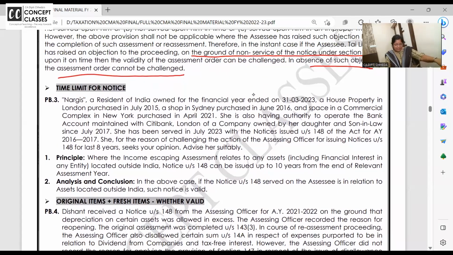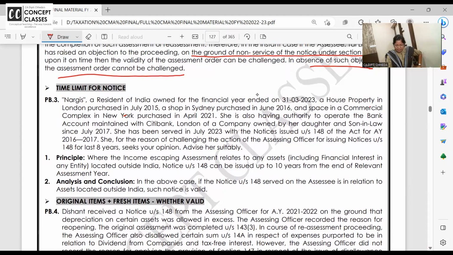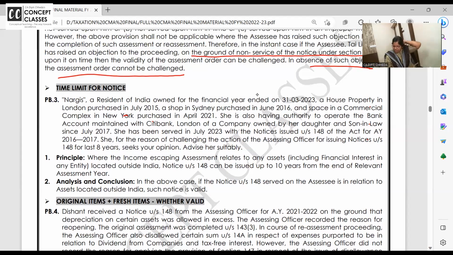All right. Let us read the third question. Nargis, a resident of India, owned for the financial year March 23 a house property in London, a shop in Sydney, a space in New York. She is also having a signing authority in a bank in London. She has been served notice under 148 for assessment year 16-17. She seeks your opinion for challenging the action of the AO for notice under section 148.